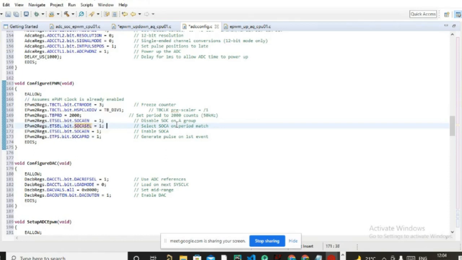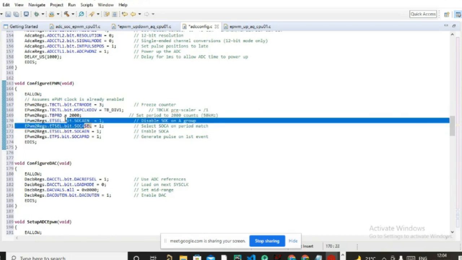Basically, here you're not setting anything like an action qualifier, in which you are setting set and clear. You are not setting the pulse here. You are selecting an SOC. So whenever you are selecting a start of conversion signal, you are selecting to turn it on at 0, and then at period it will reset. Basically, when it is an up counter, on 0 the pulse will start. On period it will reset. Again on 0 it will start. Again on period it will reset. So that's how the frequency of PWM will be there.